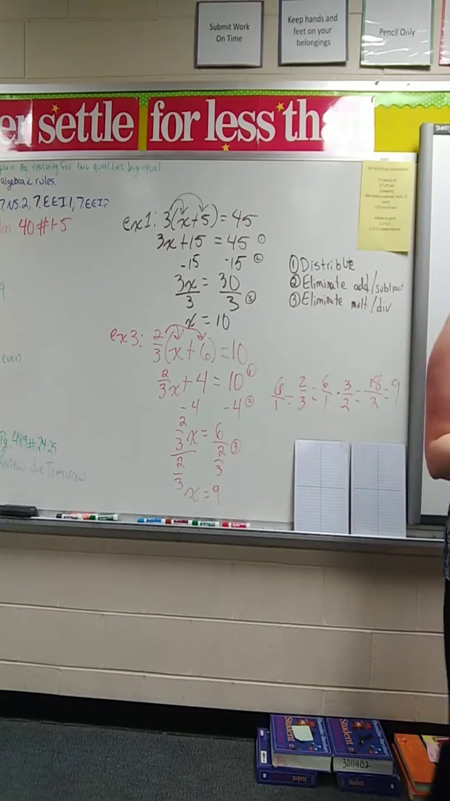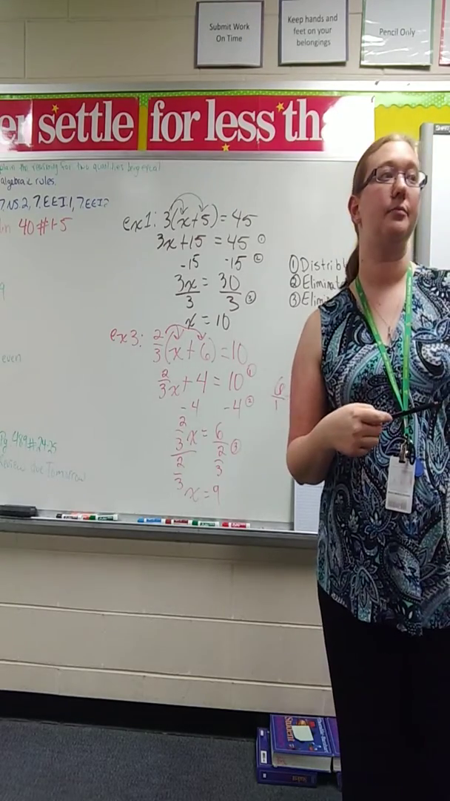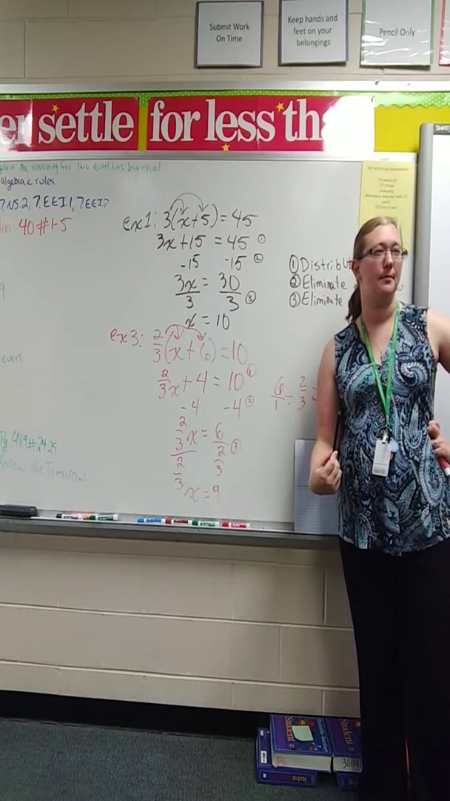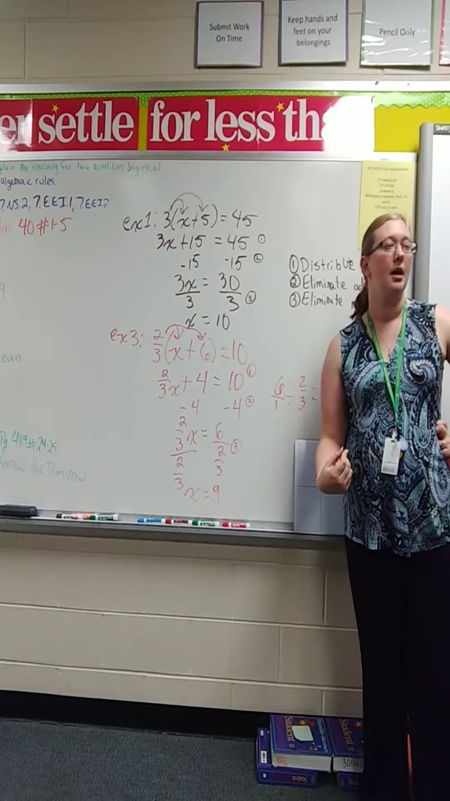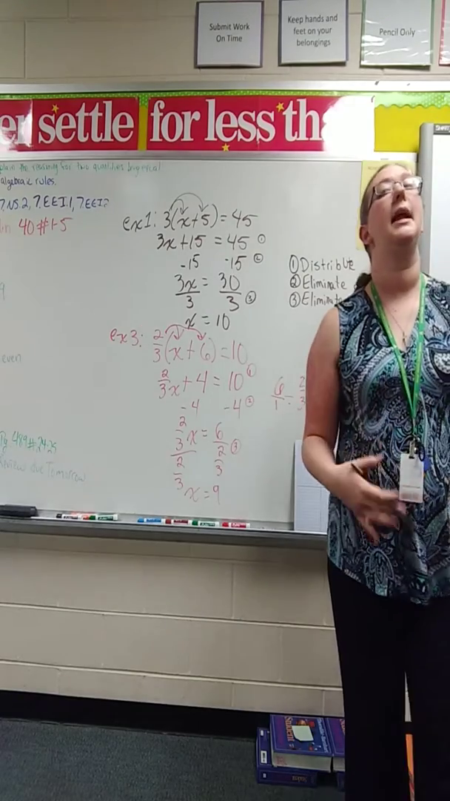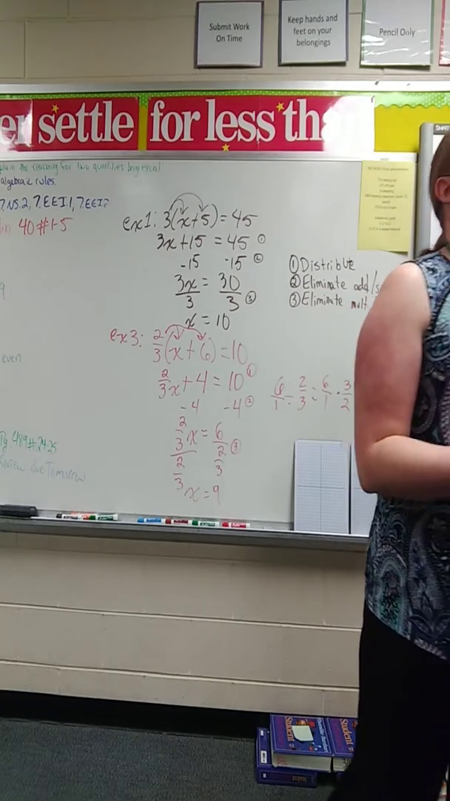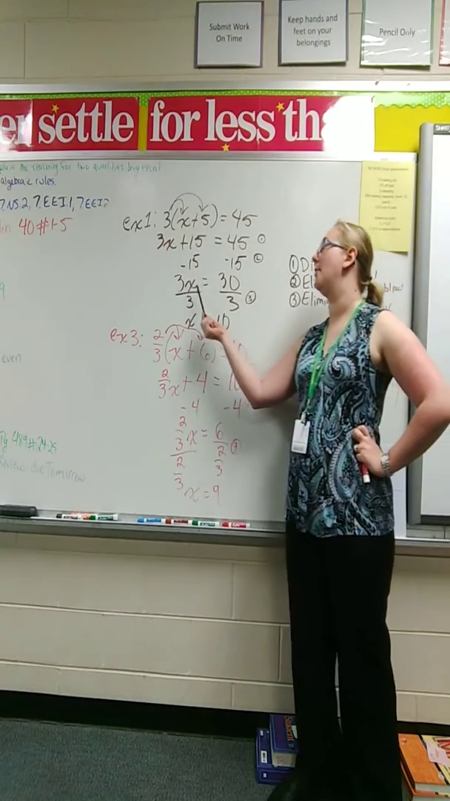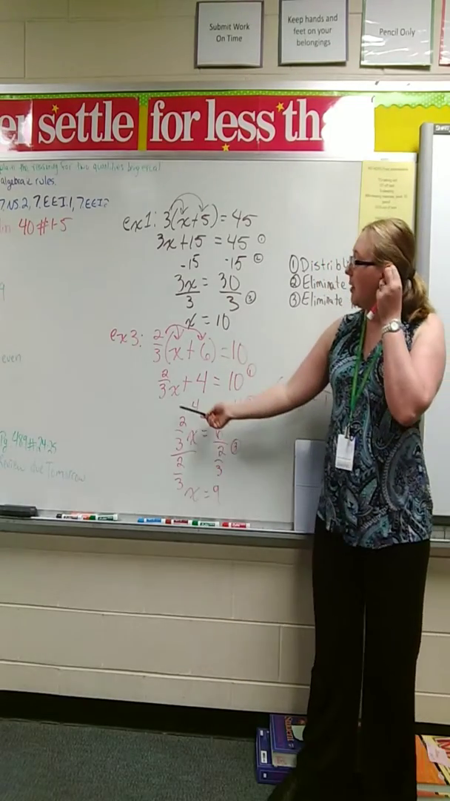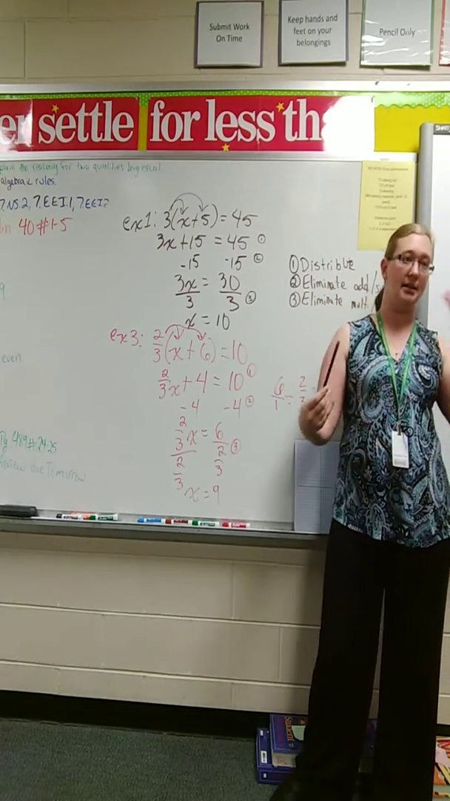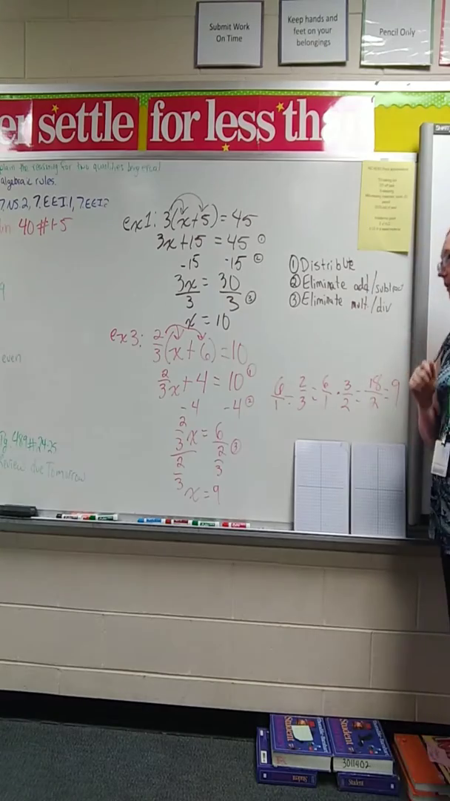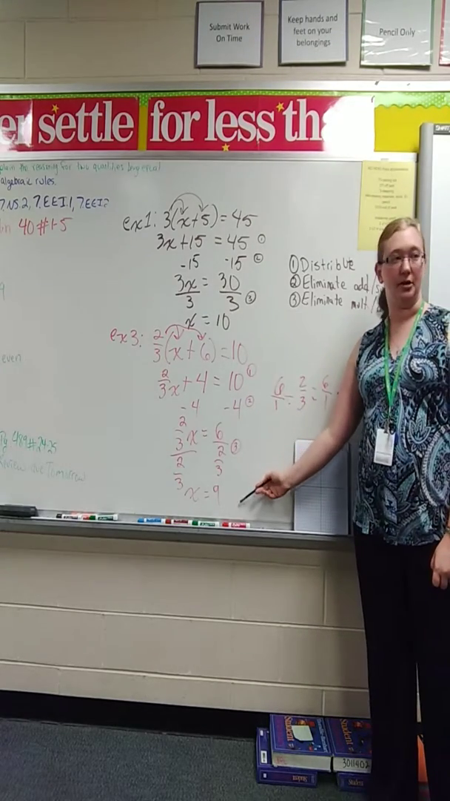Third, I eliminate the multiplication. If I have 3x, that means that I have 3 times x. 2/3 x means that I have 2/3 times x. So to eliminate that 2/3, to eliminate that 3, I have to divide by that same amount. Because I don't want to know what 3 x's are, I want to know what 1 x is. I don't want to know what 2/3 x is, I want to know what 1 x is. So I have to get rid of that coefficient. Then I get my solution.